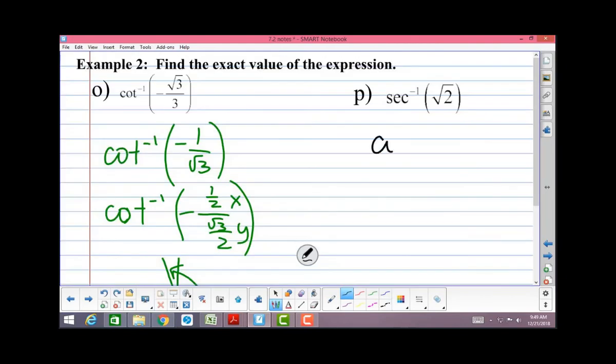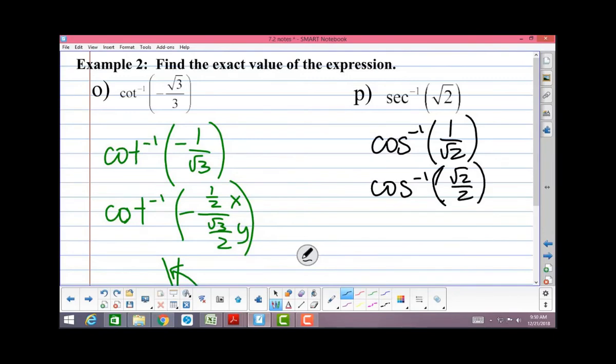So this next one is secant, and secant I would go ahead and write it as cosine. The reciprocal of root 2 is 1 over root 2, and then if you rationalize it, it ends up being root 2 over 2. So now you're just saying where's the cosine positive root 2 over 2? That's the first quadrant, it's pi over 4.